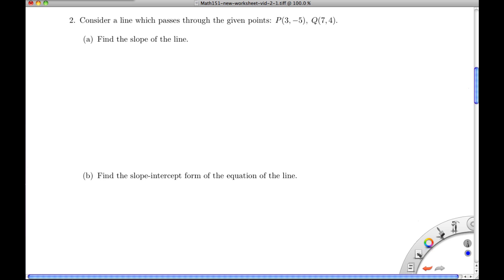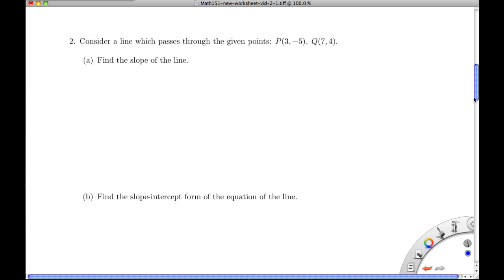Here we're not given the slope, we're just given that a line passes through two given points, 3, -5, and 7, 4. So the first thing that we're asked is to find the slope of this line. Well, let's recall that we've defined slope a number of ways. Change in y over change in x, rise over run. But if we wanted to think about it in terms of 2 points, we could think about it as the difference between 2 y coordinates divided by the difference between the corresponding x coordinates.